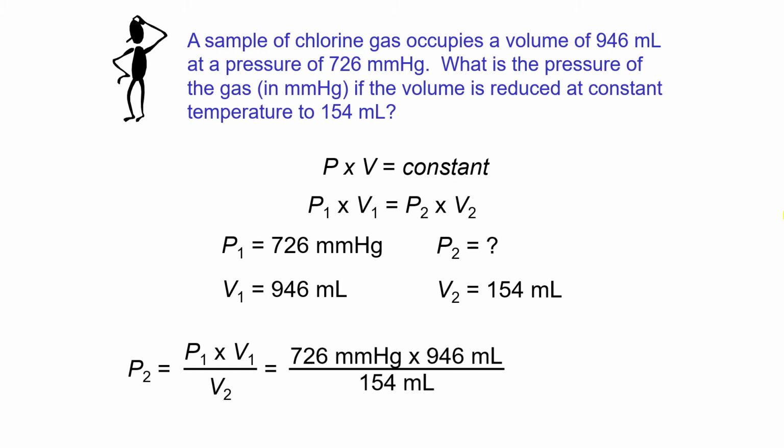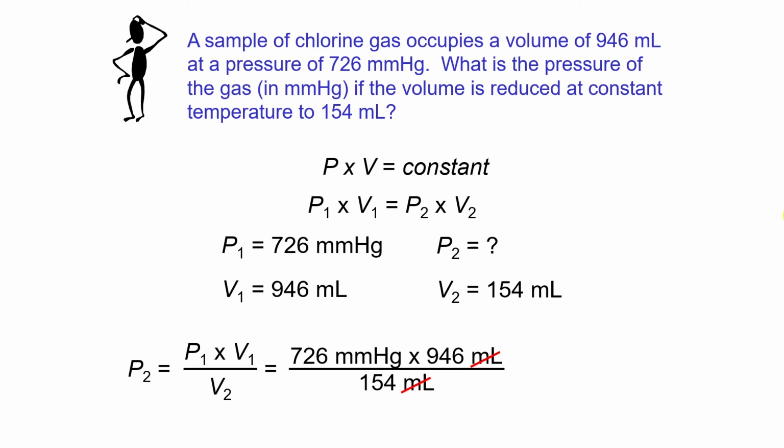No need to make conversions of units at this point, because as you can see, when you plug in the numbers for P1, for V1, and for V2, the milliliters are going to cancel out, and you're going to end up in units of millimeters of mercury, which is your goal.